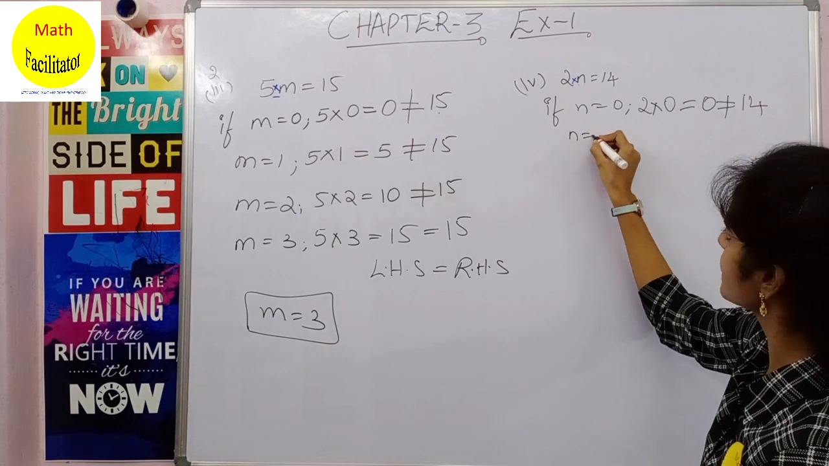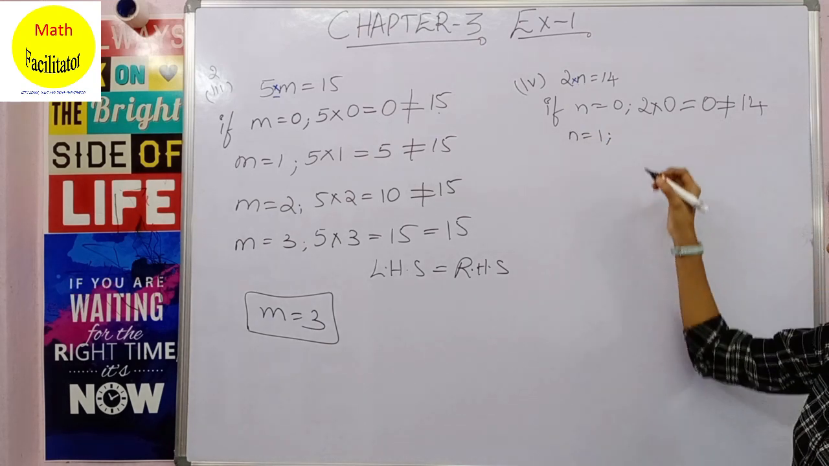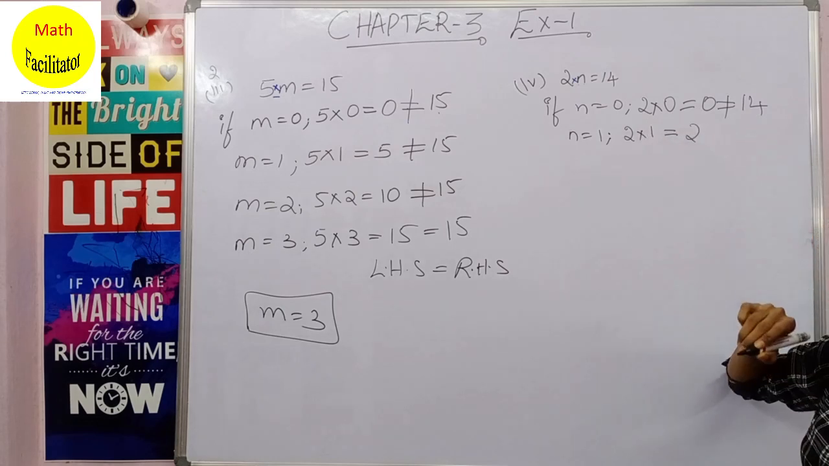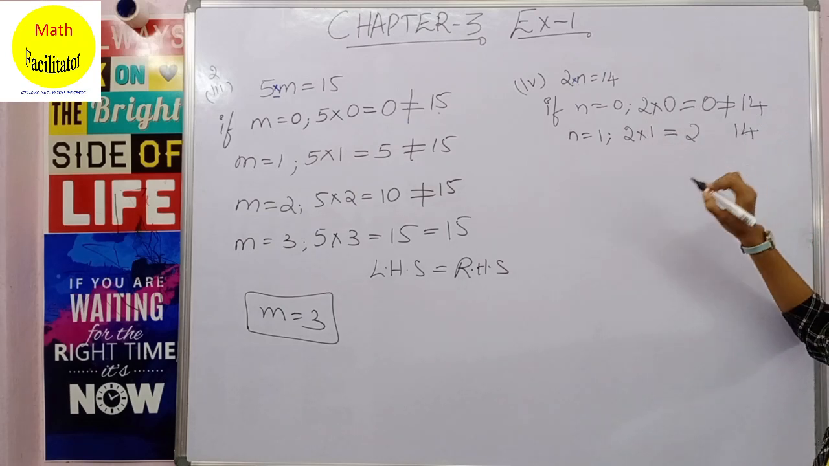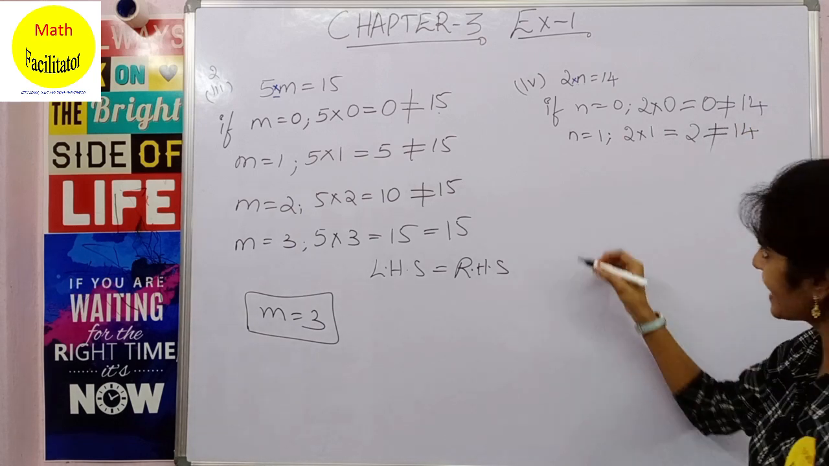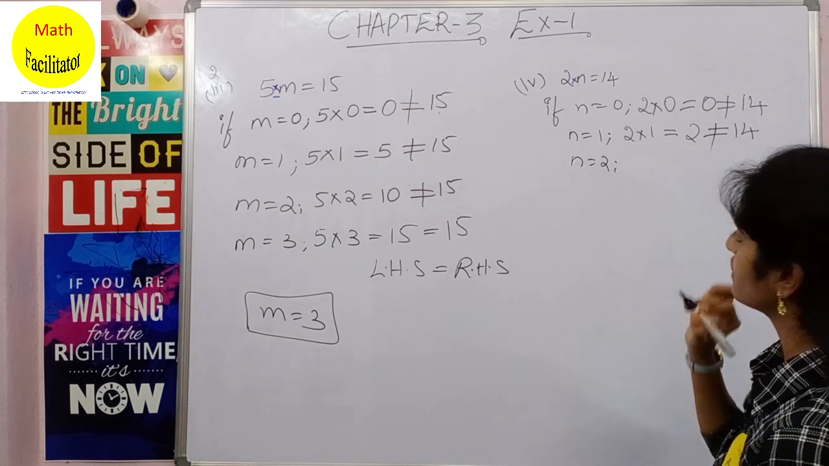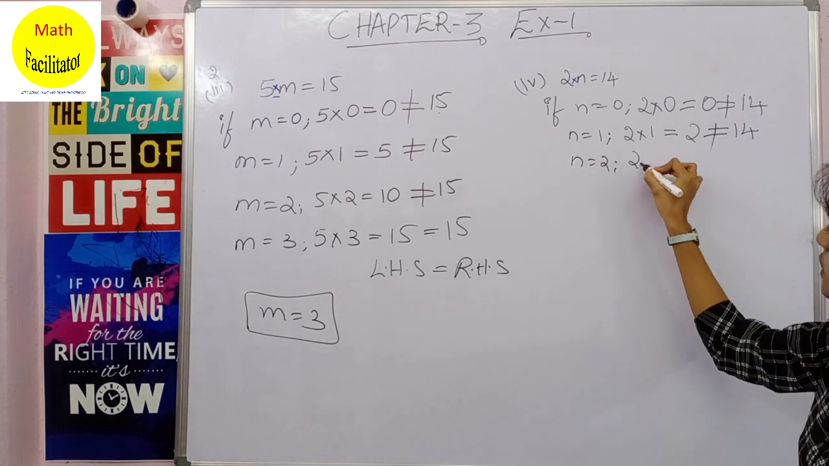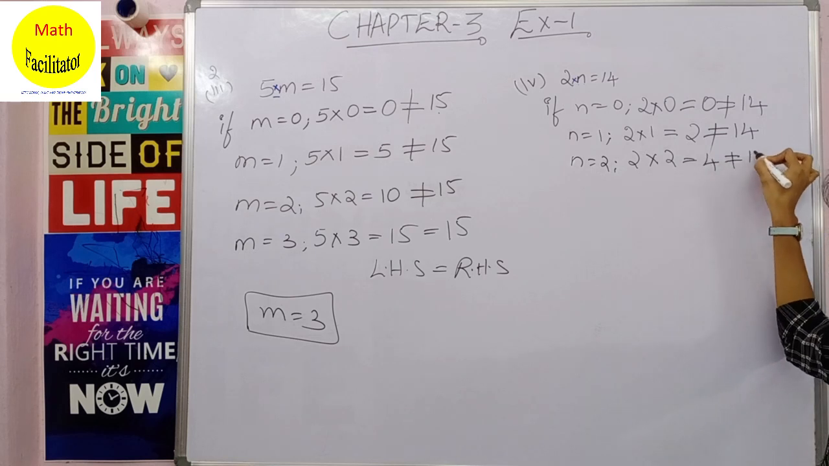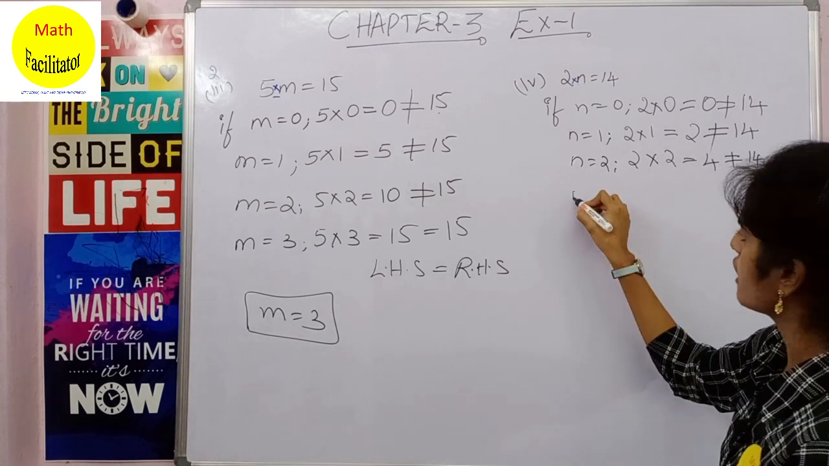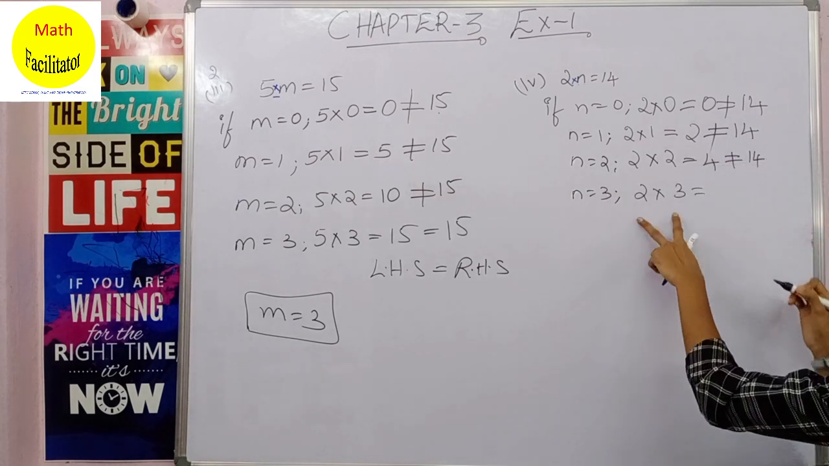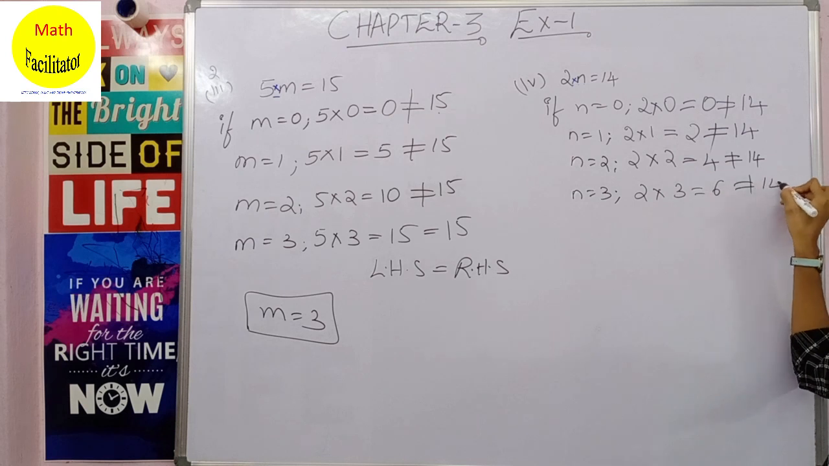Now take n equal to 1. When you take n equal to 1, it is 2 into 1. 2 ones are 2. Now LHS is 2, RHS is 14. So 2 is not equal to 14. Now take n equal to 2. This is 2 multiplied by 2. So 2 into 2 is 4. 4 is not equal to 14. Clear? Now if you take n equal to 3, what happens? This is 2 into 3. 2 threes are 6. 6 is also not equal to 14.